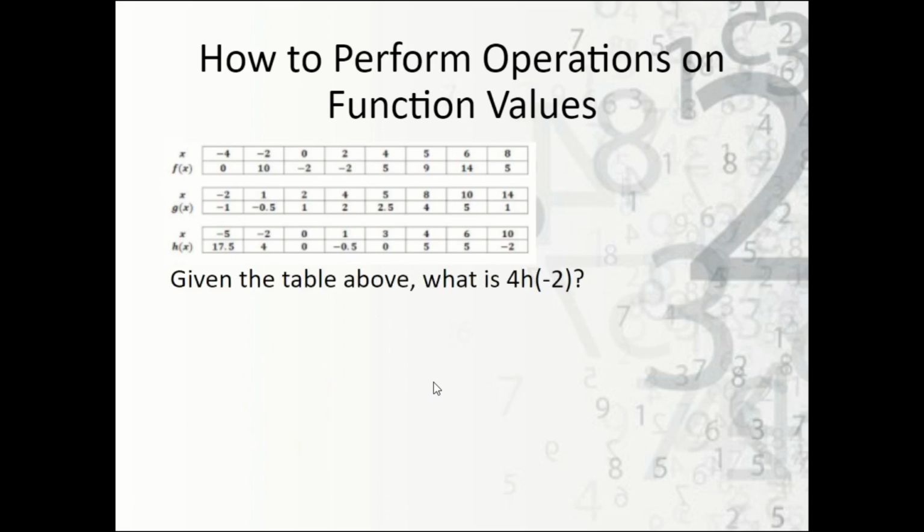Let's look at another example. So this one says, what is 4 times h of negative 2? So when x is negative 2, h is 4. So there's our value. And then we want 4 times that. So 4 times h of negative 2 is the same thing as 4 times 4. And 4 times 4 is 16.